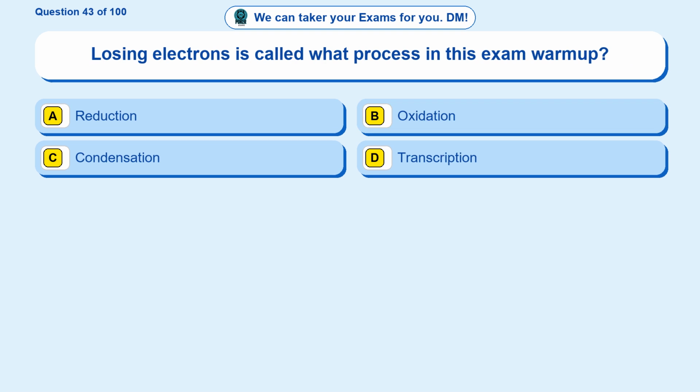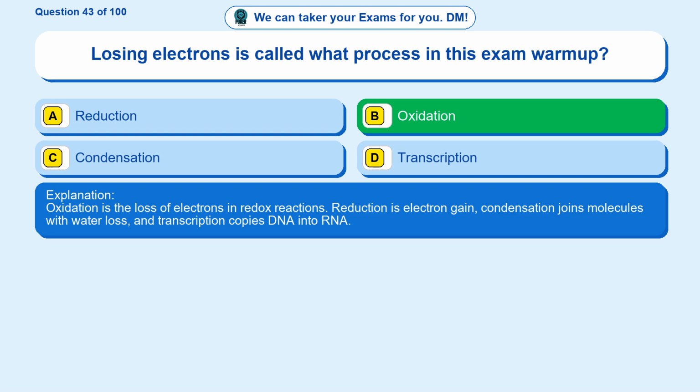Question 43. Losing electrons is called what process in this exam warm-up? Option A, reduction. Option B, oxidation. Option C, condensation. Option D, transcription. The correct answer is option B. Oxidation.